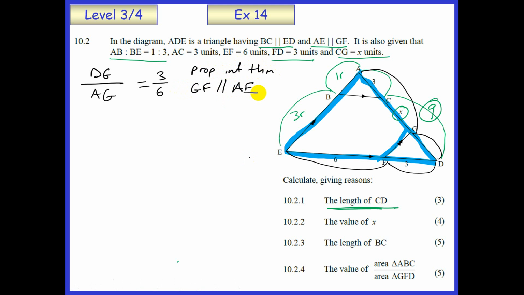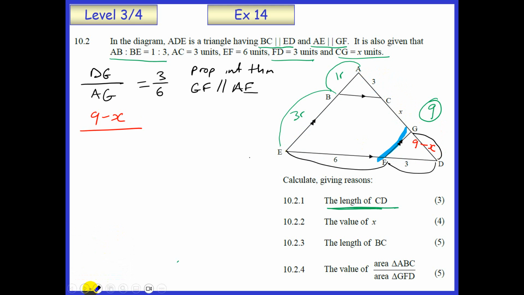Now, from this, we can establish that DG, now if we go into the diagram, and we're going to indicate this, DG, the whole of DC is 9, and we know CG is X, therefore DG should be 9 minus X. So I'm going to use 9 minus X over AG, and if we look at AG, that's actually 3 plus x, which is equal to 3 over 6. We could simplify that to be 1 over 2.